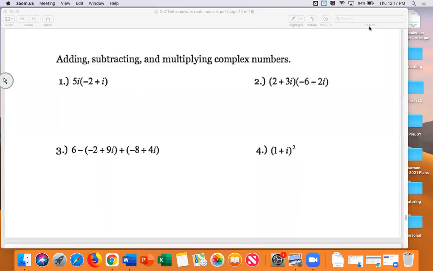Now, adding, subtracting, and multiplying complex numbers. My answer is always going to look like this: some real number a plus bi. I'm going to have something with i's and without i's. That's it. So I'm going to try and make this look like that. In number one, I just treat this like a normal problem and I distribute that 5i. I'm not really worried about it too much right now. So 5 times negative 2 is negative 10, so negative 10i. 5i times i, well, that's going to be plus 5i squared.